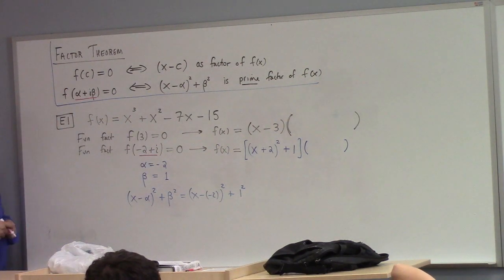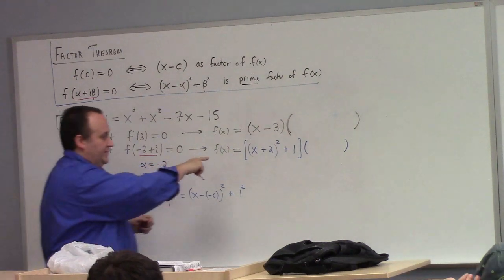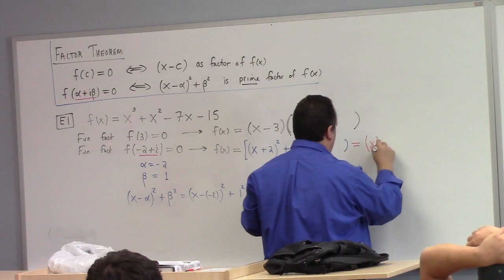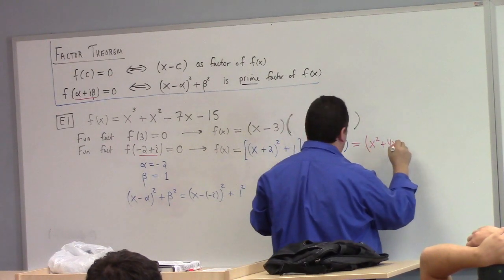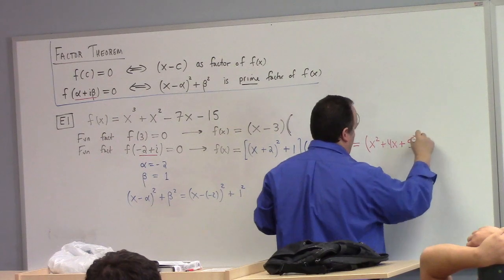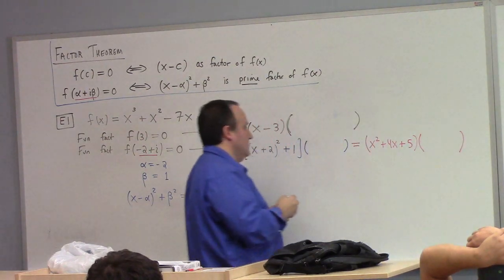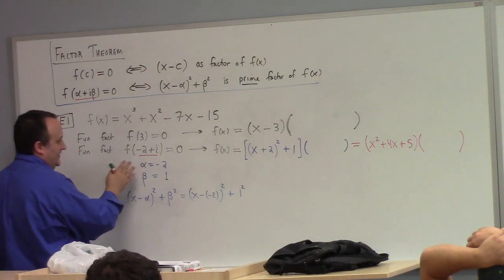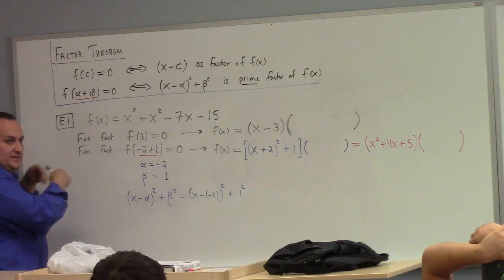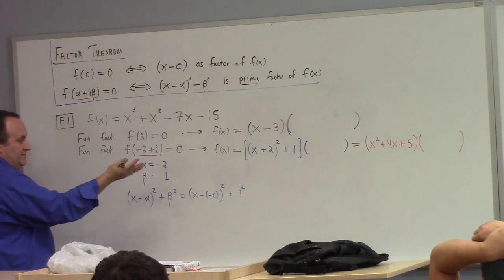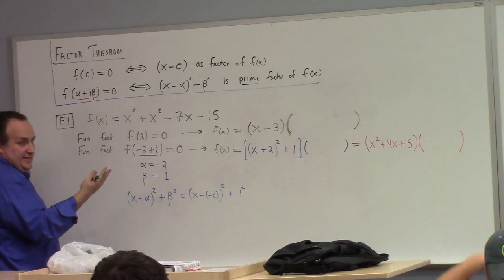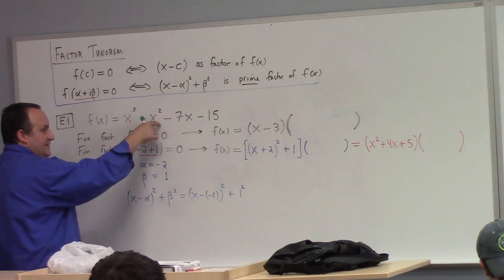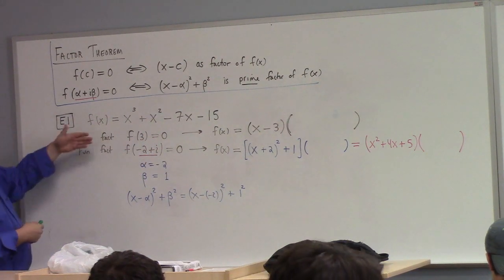Okay? Now, let me multiply this out here. This is equal to x squared plus 4x plus 4 plus 1, which is plus 5. So on the one hand, this fact that I'm magically given, I just made it up, that's how I made this example, but I know f of minus 2 plus i, when I plug it in, gives me 0. And when I plug 3 in, we get 0.